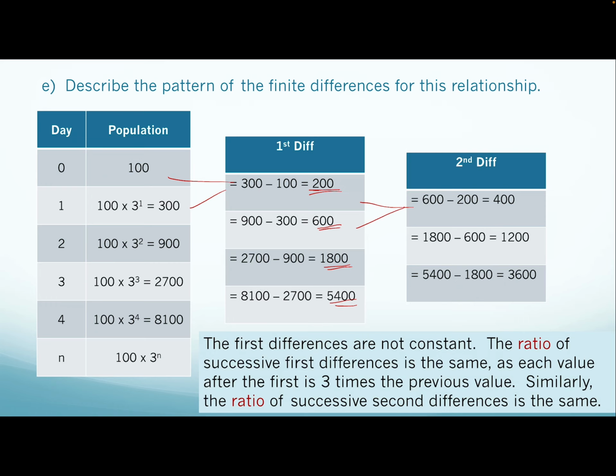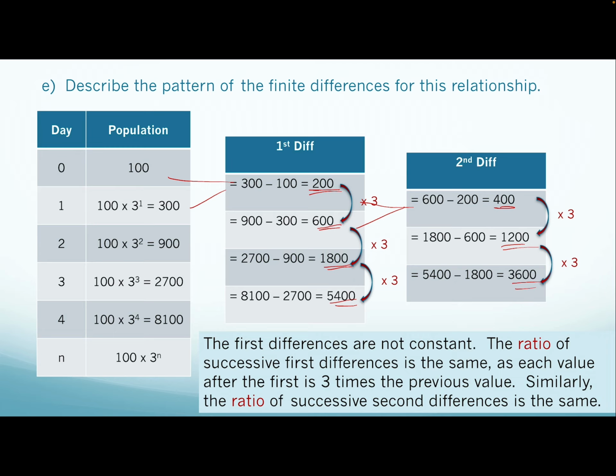So what I notice for the second differences as well is that they're not constant. Our first differences aren't constant. The second differences aren't constant. But I also notice a ratio between successive terms and the first and second differences. And I notice there's a ratio of 3, meaning I can take one of them and multiply by 3 to get the next. Because that constant ratio exists, that means this will never reach a constant finite difference, which also means this must be an exponential function.